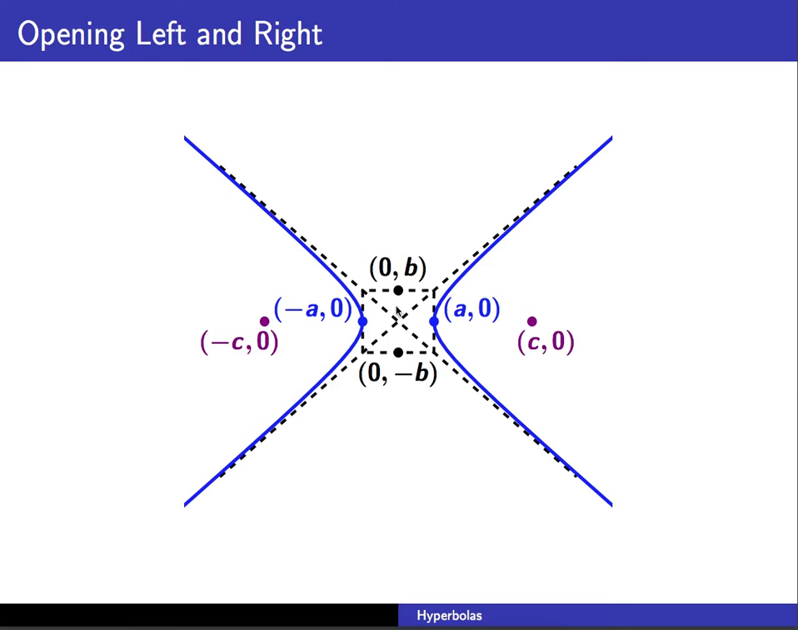And again, with ellipses, we could draw this rectangular box. Ellipses would go inside the box. Hyperbolas go outside the box. And so what we're going to do to graph them is sort of sketch out this box and then draw diagonals, and then let those diagonals guide our hyperbola's branches.